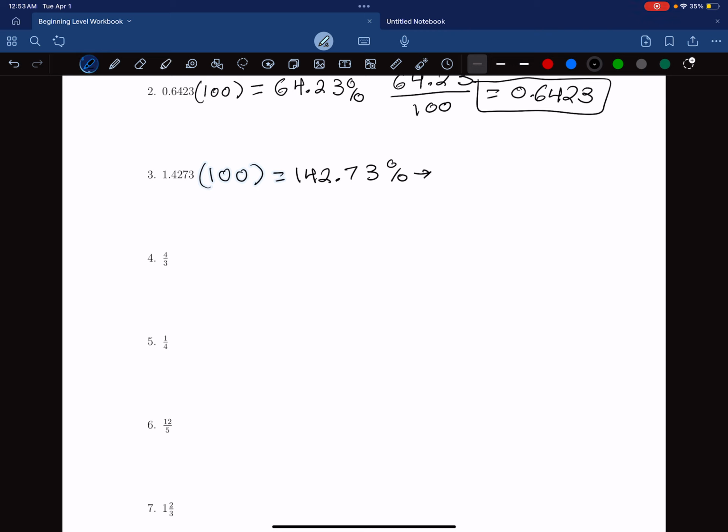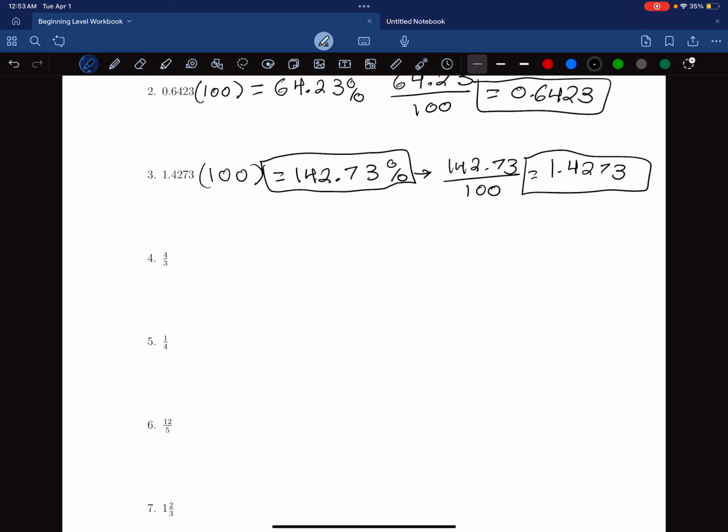And now we're going to take this number. So this is our percentage. And now we're going to take that number and divide it by 100 to get it back into the decimal form. So we're going to do 142.73, and we're going to divide that by 100. And that is going to get us 1.4273. And that was our answer for that one.